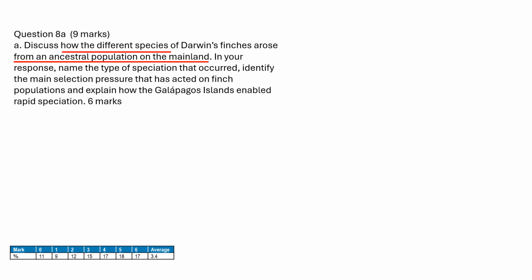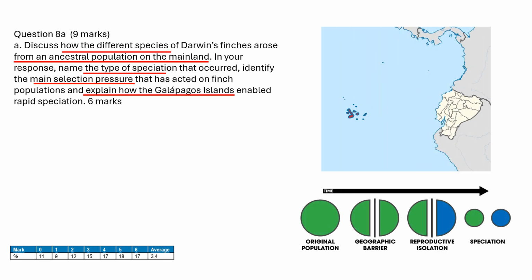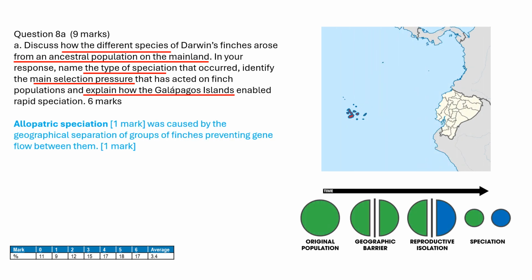The keyword is how. This keyword means that we should explain the evolution of Darwin's finches, which arose from an ancestral population. The Galapagos Islands are isolated from the mainland. So, the geographical separation of finches prevented gene flow between islands and the mainland, and finally, the birds on the island evolved into new species. This phenomenon is defined as allopatric speciation.